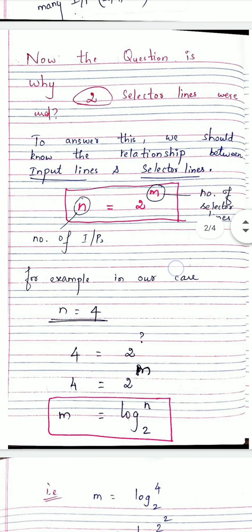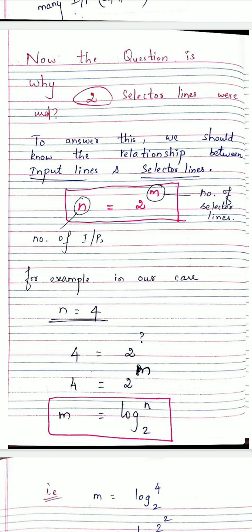Now you may have a question: why were two selector lines used? To answer this question, we should know the relationship between the input lines and the selector lines. We already know, while studying Boolean algebra and logic gates, that n is equal to 2 to the power m. For example, in our case, n is equal to 4. So 4 is 2 to the power 2. As the n value is small, we can easily guess the value of m. Now the relationship is: n is the number of input lines and m is the number of selector lines.